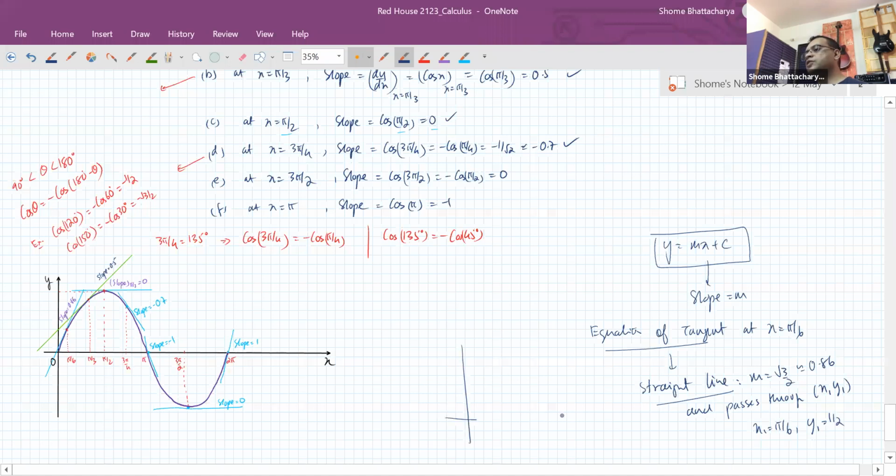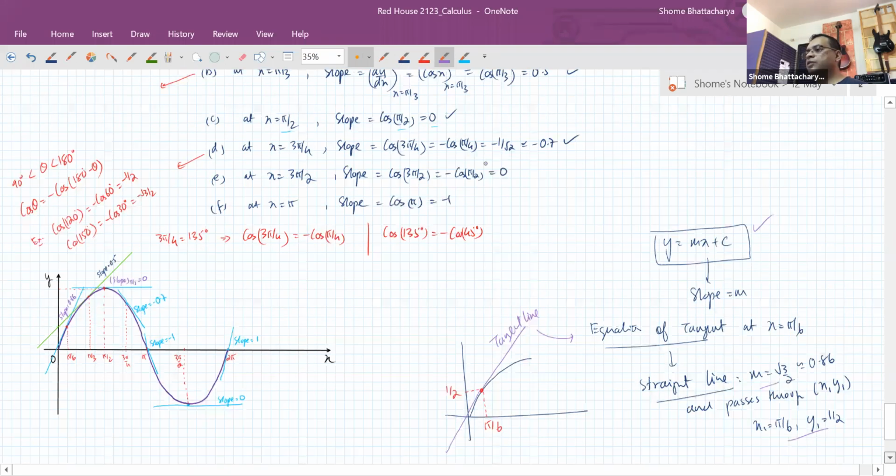Okay, so on the graph of sine x, let's say this is the point whose x coordinate is pi by 6. So its y coordinate is half. Now we want to find the equation of this straight line, which is the tangent. The equation of the tangent line will be of this type, where the slope is this much and it is passing through these points.